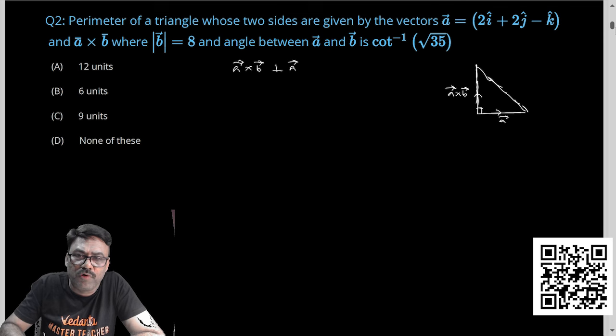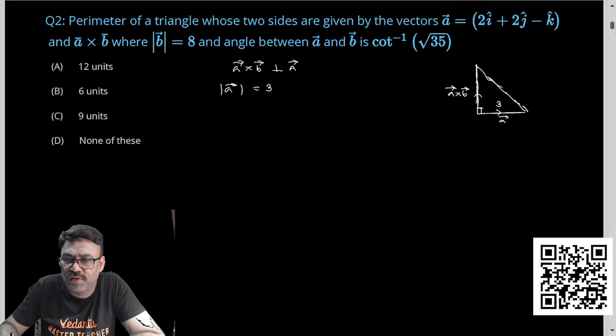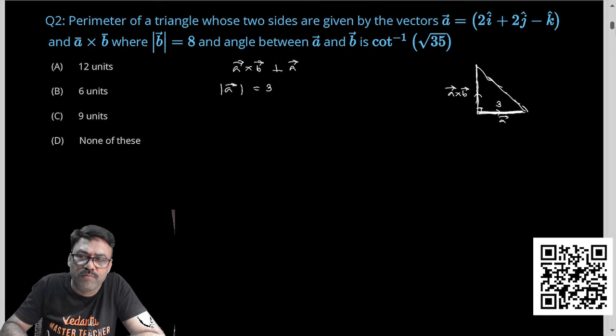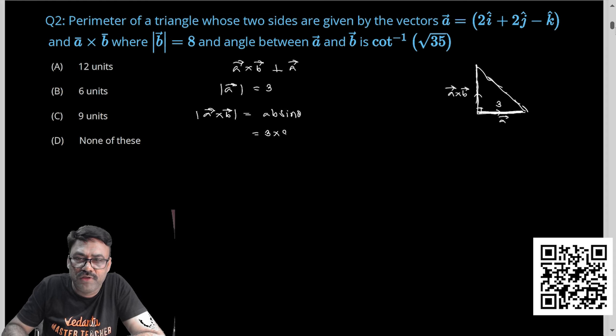Now if I check mod A, it is 3. That means this side length is 3. I'm talking about this side. Now if I check mod A cross B, what is it? It is AB sine theta. Mod A is 3, mod B is given as 8.